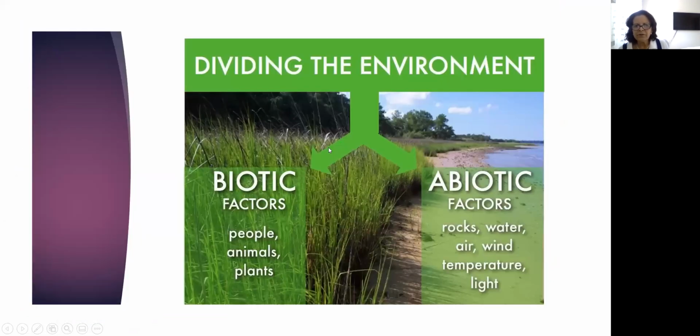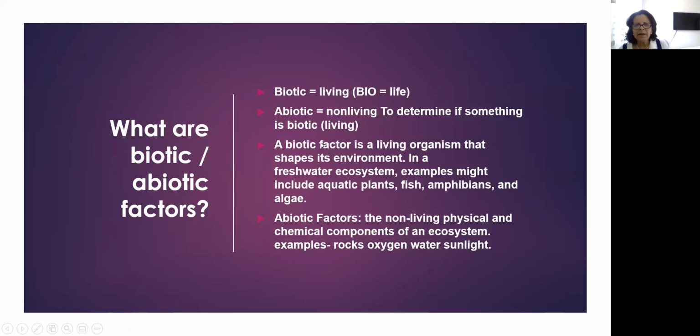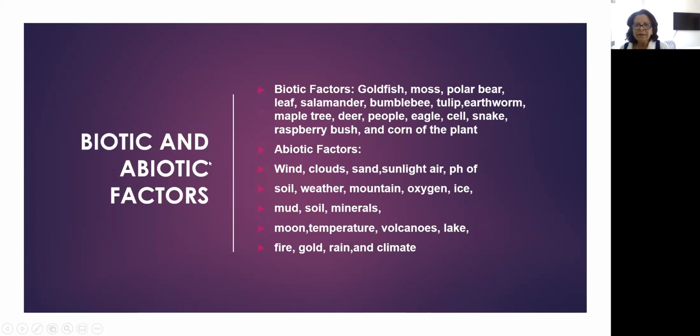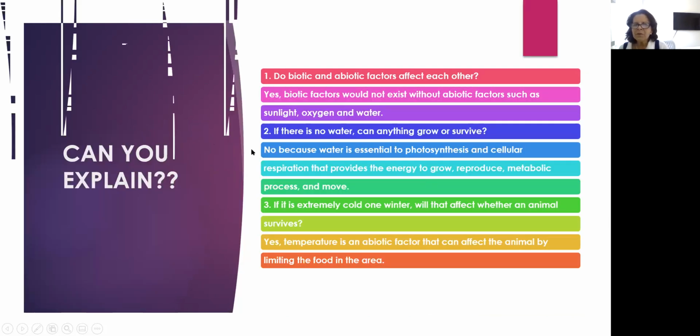We have some pictures showing us the different environments, and here are the definitions of what is biotic, meaning bio means life, and abiotic, non-living, to determine if something is biotic or living. So we have definitions of both terms, and then we have all types of examples for biotic factors and abiotic factors. Now, questions. Do biotic and abiotic factors affect each other?